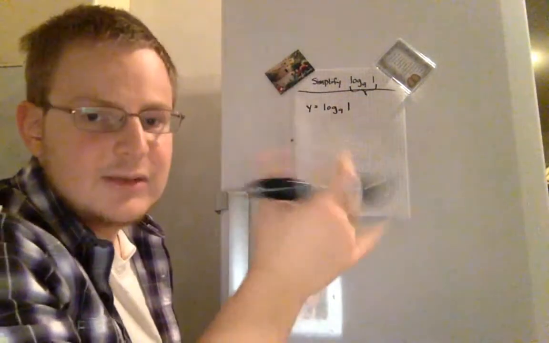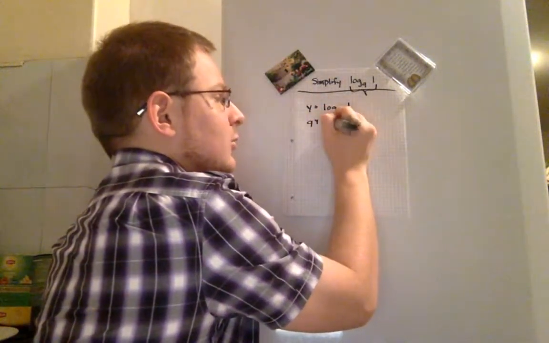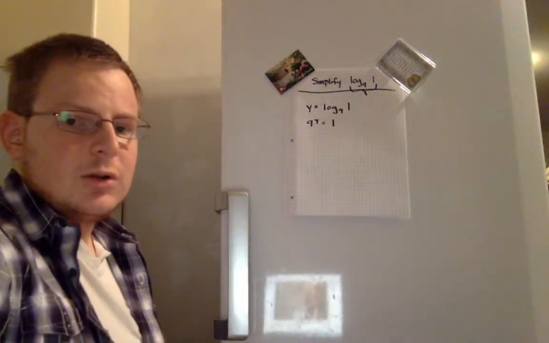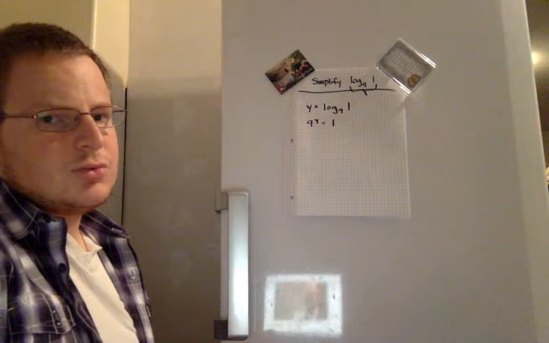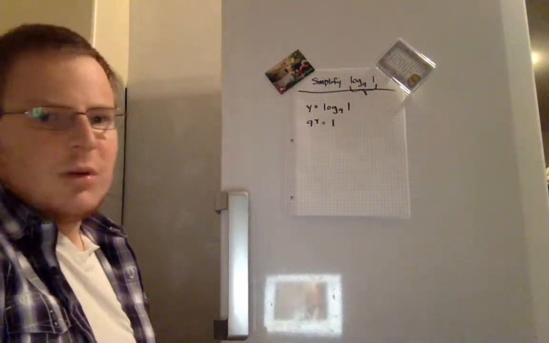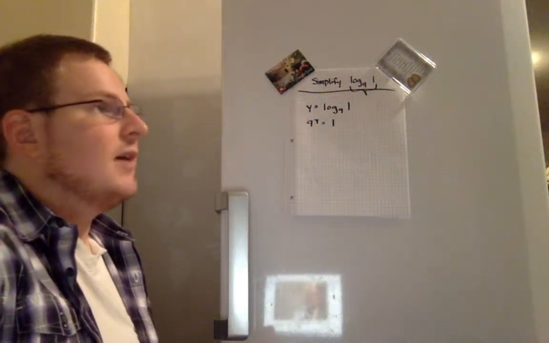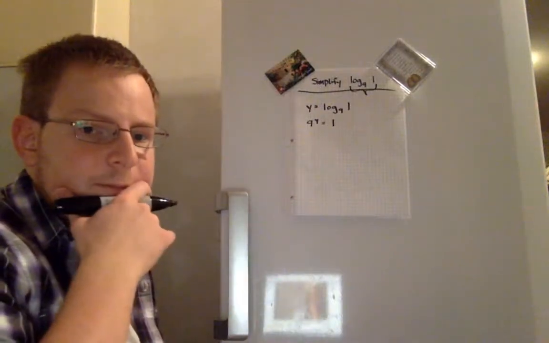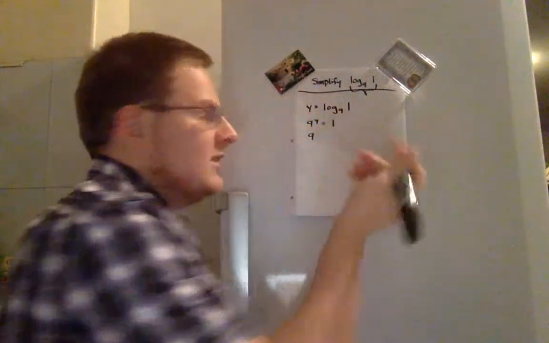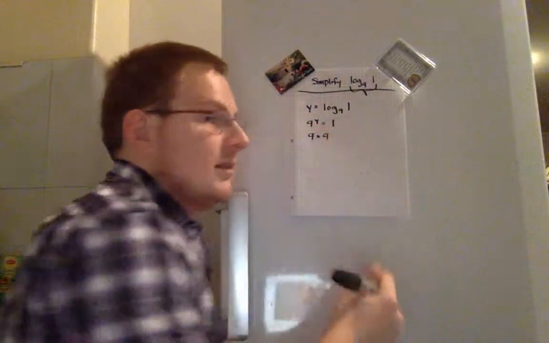So we know that we can write this in a different way: 9 to the power of y is equal to 1. So, 9 to what power is 1? If we take 9 to the first power, we get 9, because 9 times itself one time is 9. If we take 9 to the second power, that's 9 times 9, which is 81.